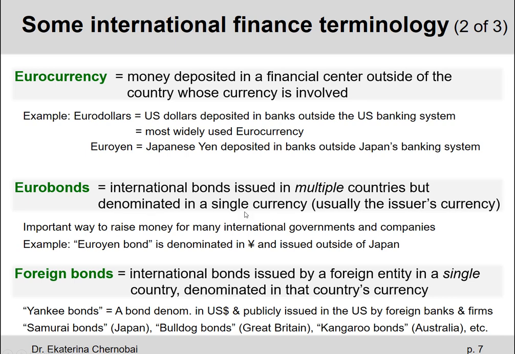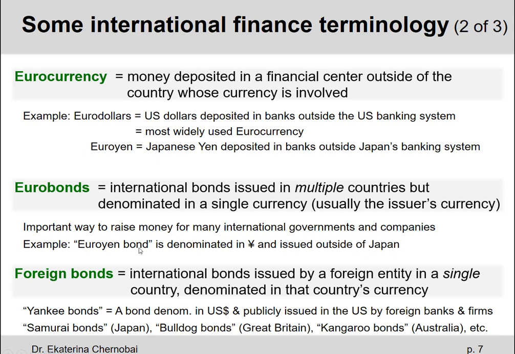Let's look at an example that will make it clear. Euro-yen bond. It's a bond sold by Japan. So maybe Japanese companies want to borrow money, or the Japanese government wants to borrow money by selling bonds. But these bonds sold by Japan are sold outside of Japan, and their price is quoted in yen, which is the currency of the issuing country.